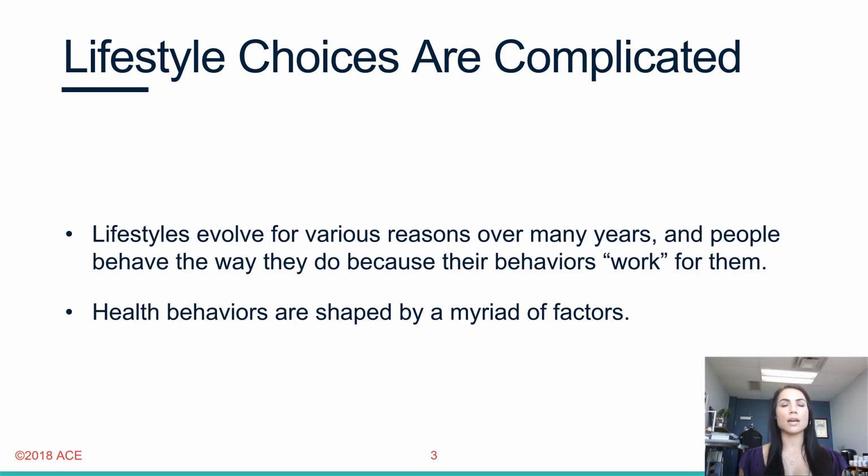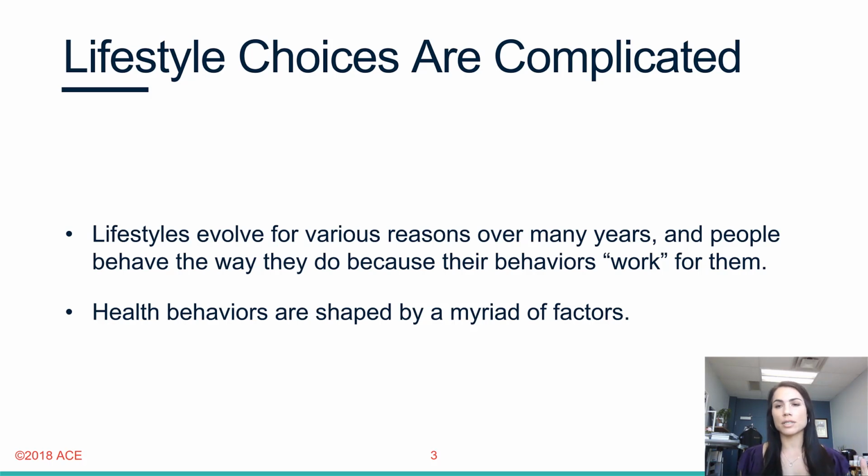So previously, in other lectures, we talked about how we have this big issue with chronic diseases and that many of them are related to lifestyles. So it's important that we understand that lifestyle choices are complicated. Truthfully, if it were an easy thing, then our field probably wouldn't exist. Lifestyles evolve for various reasons over a long time, and people who behave the way they do are doing so because those behaviors currently work for them, right? And health behaviors are shaped by a myriad of factors.